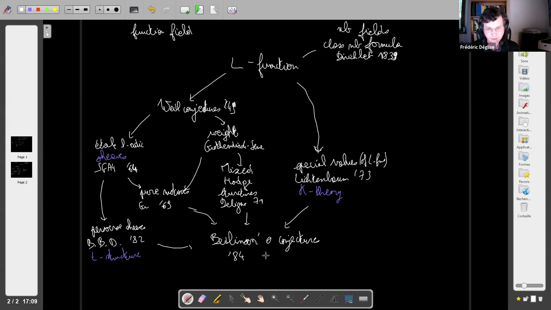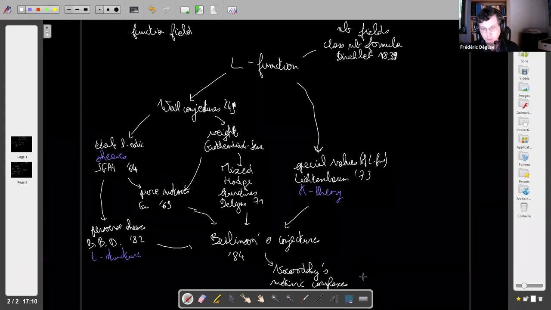Okay, maybe last item. What today, and what the summer school is about, is Voevodsky's homotopy theory, and maybe for today just motivic complexes, which are supposed to answer the Beilinson conjecture, and they are quite successful. So the first work of Voevodsky was his PhD thesis in Princeton in 1994.